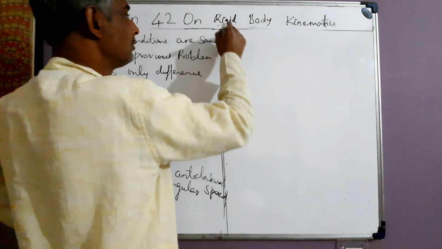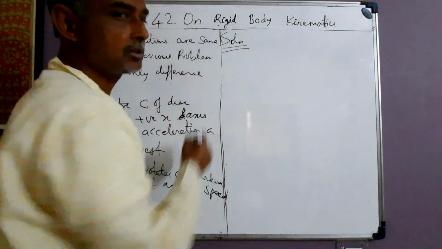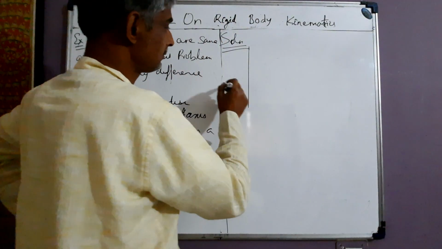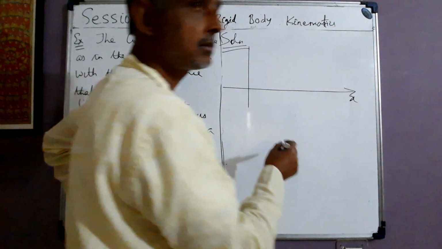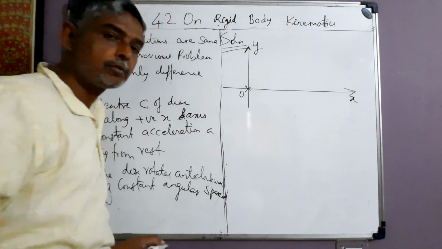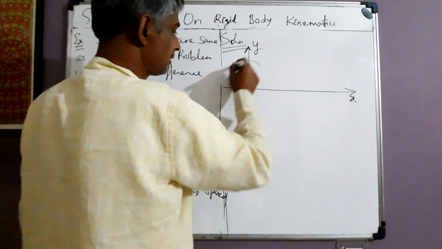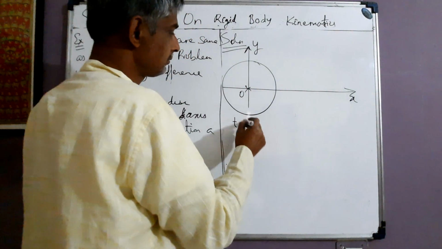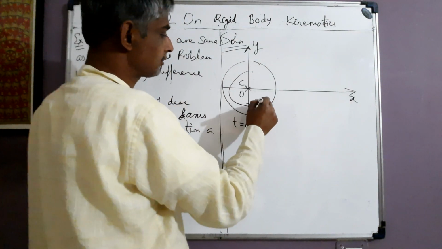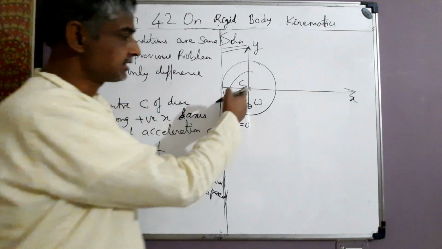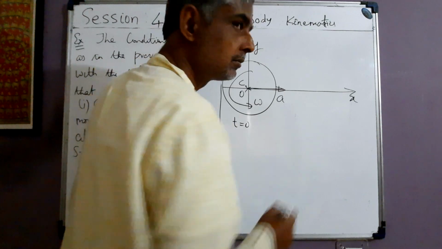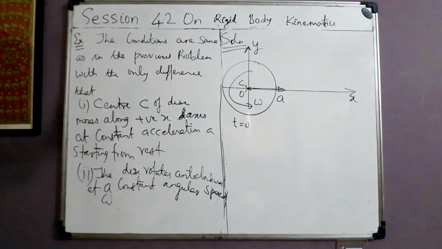So again, what I do, I draw the diagram of the situation. So this is the x-axis, this is the y-axis, this is the origin of the coordinate system, this is the circular disk at time 0. Center C coincides with origin O. It is rotating anti-clockwise at constant angular speed omega. Center C is initially at rest. It begins to move along rightward positive x direction at a constant acceleration a with respect to ground.